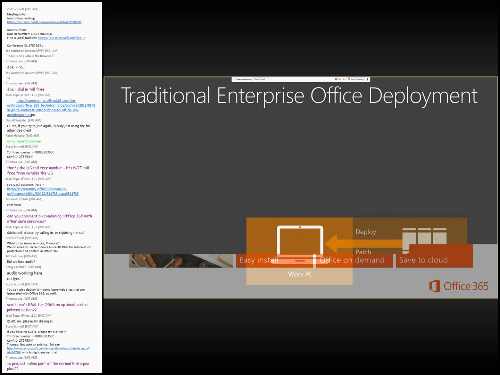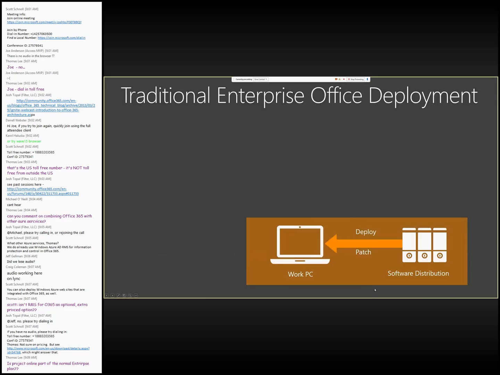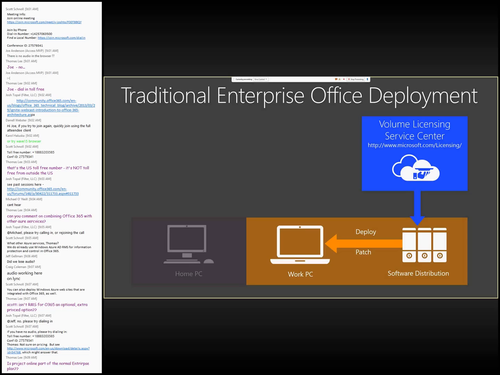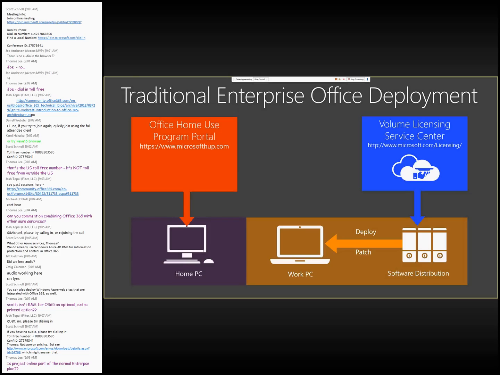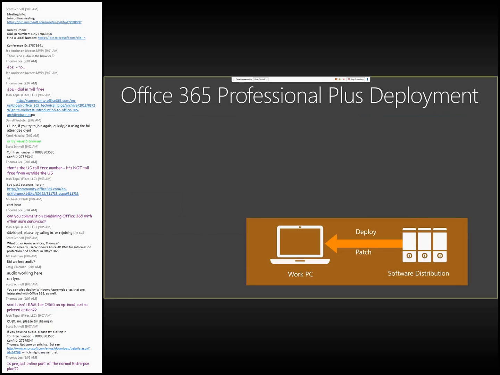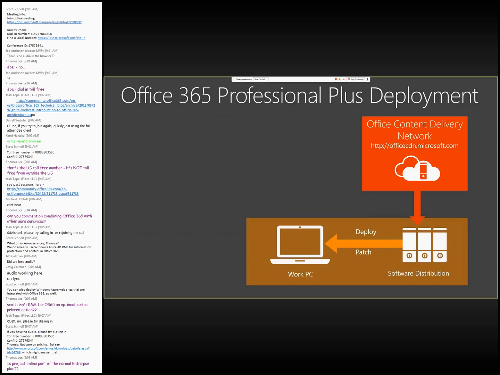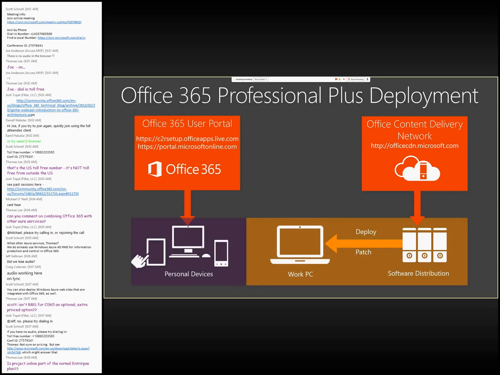So when you're thinking about Office 365 Pro Plus, with traditional Office deployments, you used a software distribution to deploy and manage to those systems. And you downloaded your Office bits from the Volume Licensing Center. But now, if your company had the home use program, you might have gotten it on your home that way. But now with Office 365 Pro Plus, you are able to get the bits from the Office CDN and then push those out manually if you want, or you can let users self-install directly from the portal from the getting started area.